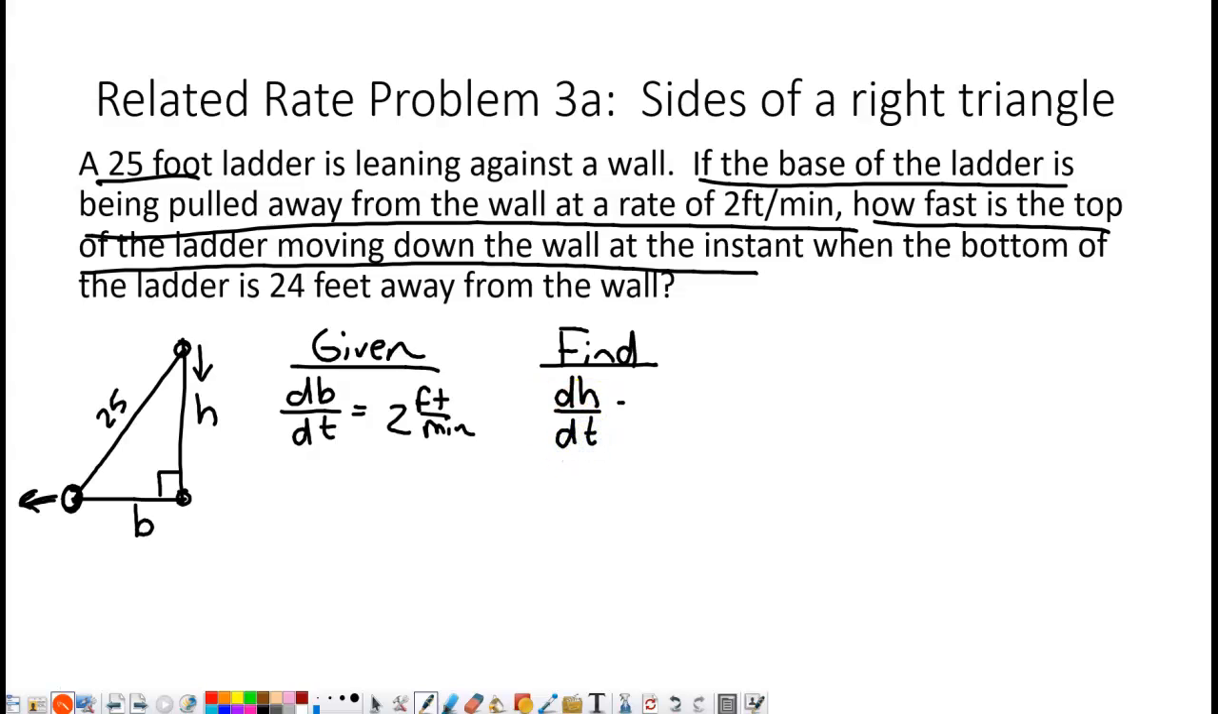Now, we don't know what that answer is. We would expect it to be negative though, right? Because it's decreasing. We would expect this one to be positive because it's increasing. The base of the ladder is increasing its distance, but the height of the ladder is decreasing. So we'd expect this one to be positive and this one to be negative, but we don't know the answer yet for dH/dt, so we'll leave it.